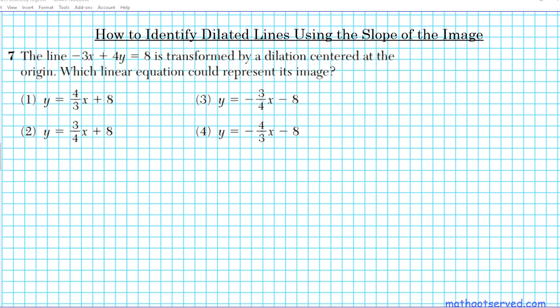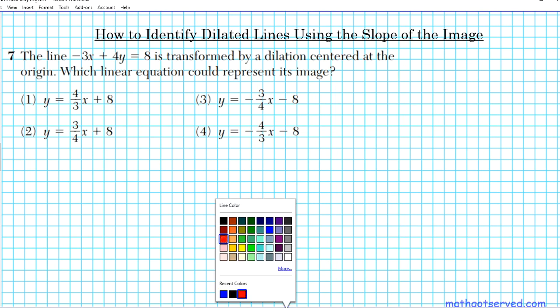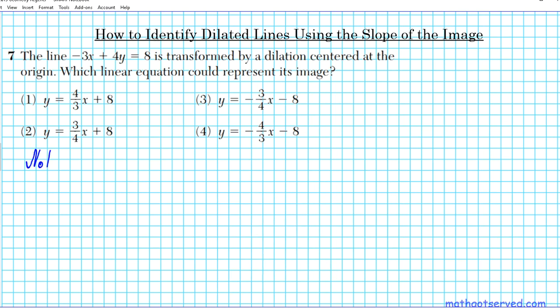All right, so to help us solve this problem, we need to know what the relationship is between a line and the line after it's been dilated, the image line and the object line upon dilation. Now let's go ahead and write down what the connection is, something you want to keep in mind.